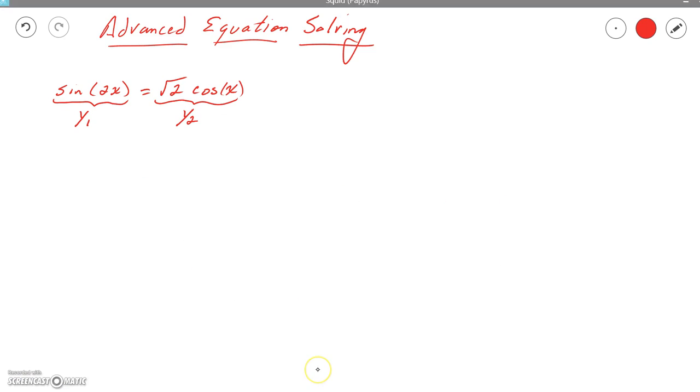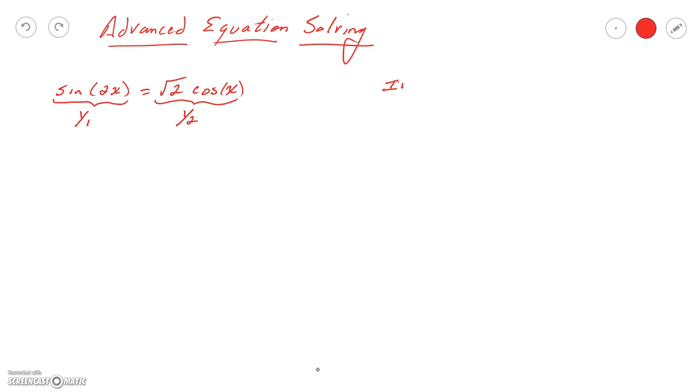Okay, so back to the equation. I'm going to use a double angle identity, specifically the identity that says the sine of 2x is equal to 2 sine x cosine x. And so I'm going to substitute that into my left-hand side.